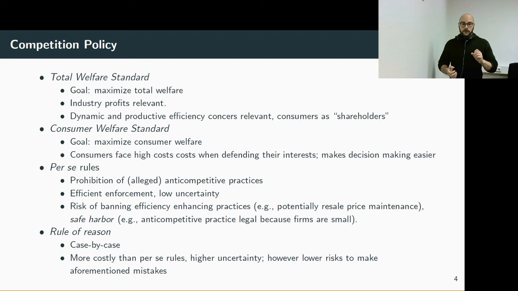However, if we follow a consumer welfare standard and we see that the consumer surplus decreases by a tiny bit, even though the total welfare might increase tremendously due to industry profits rising and overcompensating this small loss, we would say, well, the measure, for instance, a merger, would be blocked, right? And the idea behind this is that consumers face high costs when they want to defend their interests, right? For producers, it's pretty easy, right?